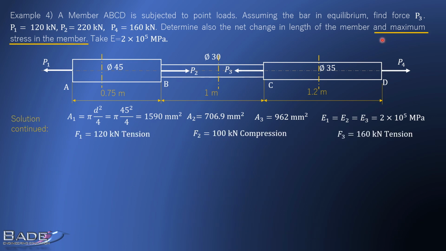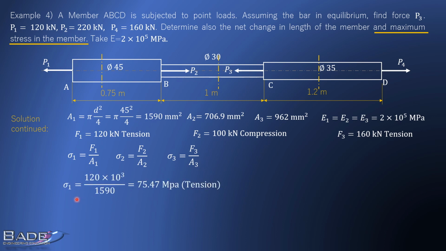To find maximum stress in the member, sigma 1, that is F1 upon A1. Sigma 2, that is F2 upon A2. Sigma 3, that is F3 upon A3. Simple. So put the values. F1 is 120 kilonewton and area A1 is 1590. So we got 75.47 megapascal, nothing but Newton per millimeter squared, in tension.